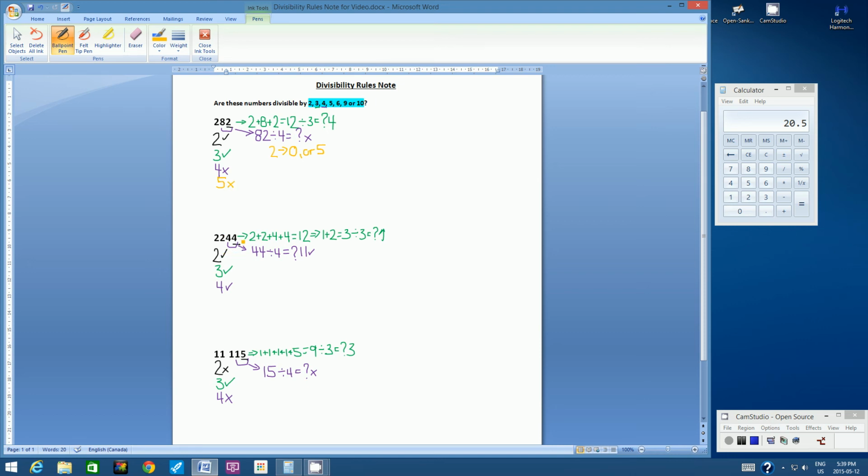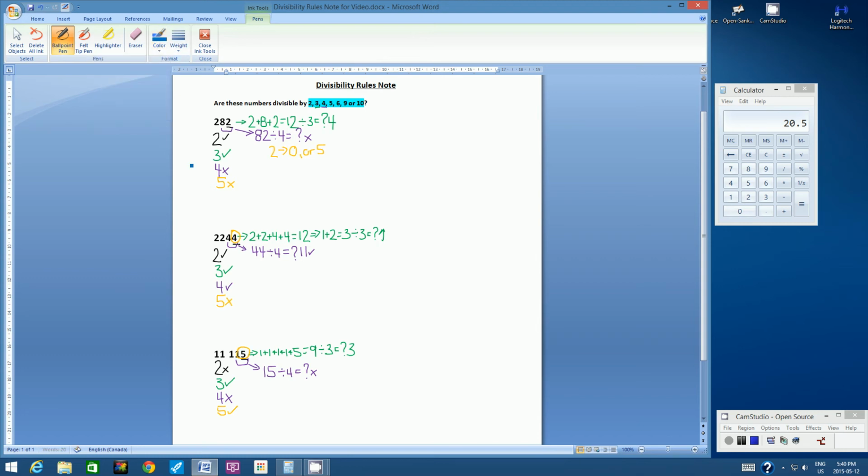So we don't really need to write anything. Let's just look at the last number. Is 4 a 0 or a 5? No, it is not. So we know that that number is not divisible by 5. Now let's look at this number. The last number, we immediately identify that it is a 5. So we know that this number, 11,115, is divisible by 5. Okay, that one was an easy one.